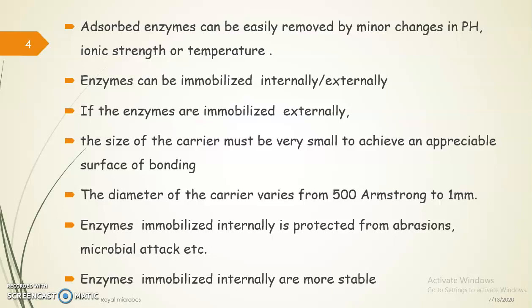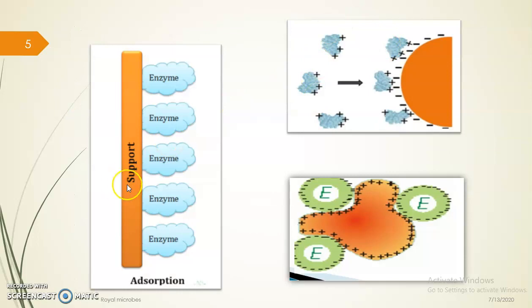Enzymes can be immobilized on the support either internally or externally. If the enzymes are immobilized externally, the size of the carrier must be very small to achieve an appreciable surface of bonding. That is, the diameter of the carrier varies from 500 angstroms to 1 millimeter. But enzymes immobilized internally are more stable than externally immobilized enzymes because these enzymes are protected from abrasions, microbial attack, etc. This is the diagrammatic representation.